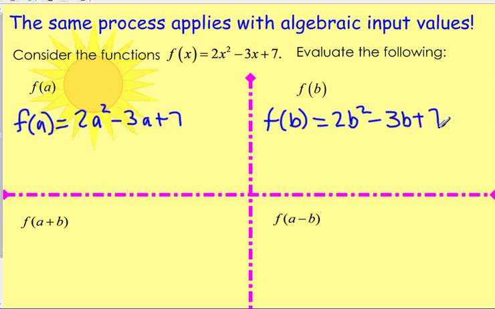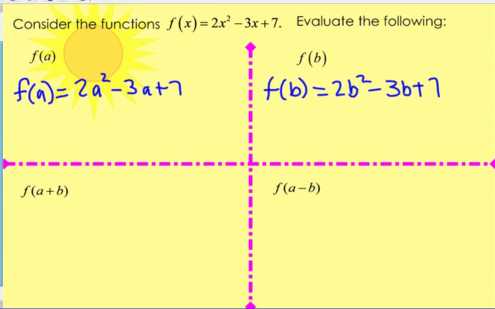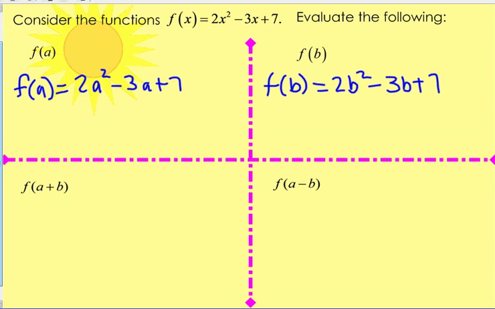Now f of a plus b is not the same as f of a plus f of b. They are going to be different. So you have to make sure you're paying attention to what you are doing. So here they want us to replace x with a plus b. So we're going to have 2(a plus b) squared minus 3(a plus b) plus 7.